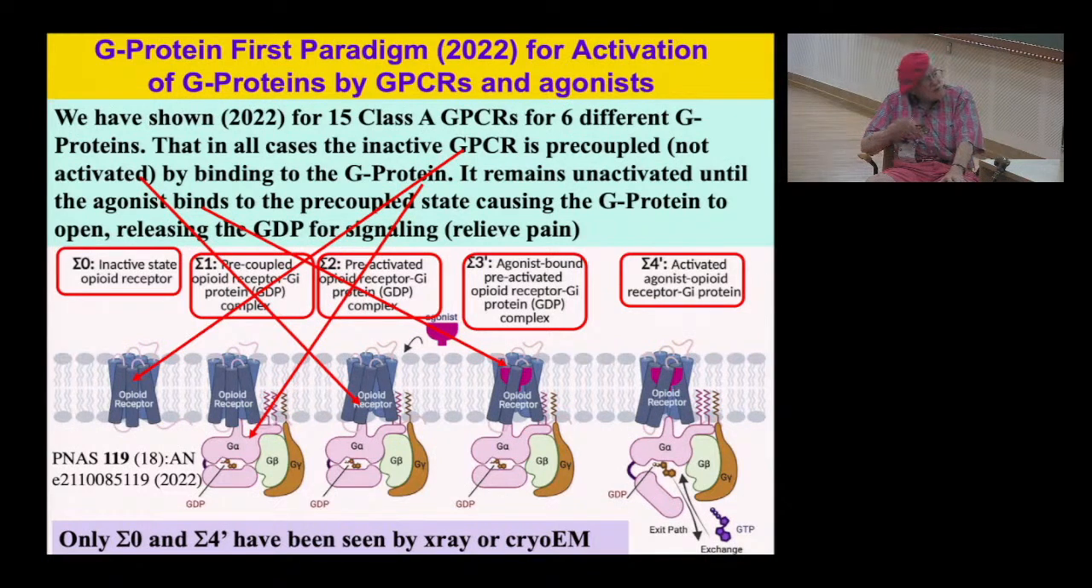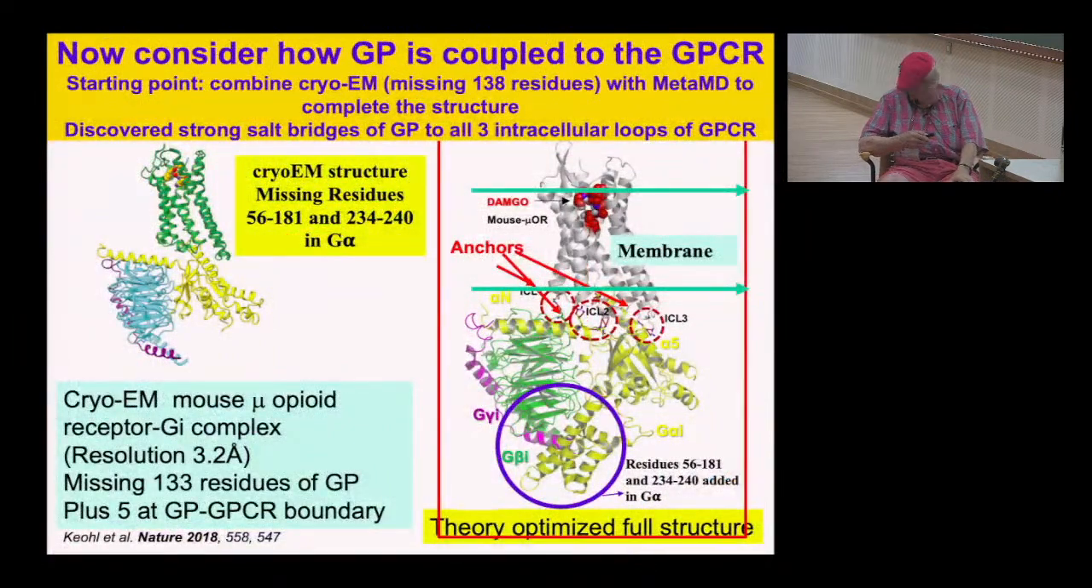I think with the publication of this paper, there will be motivation for people to actually find this important structure. This is a structure you want to use for drug design. You want to figure out where the agonist binds to this structure to cause a low barrier to open up and do the activation. So here's how we got our start.